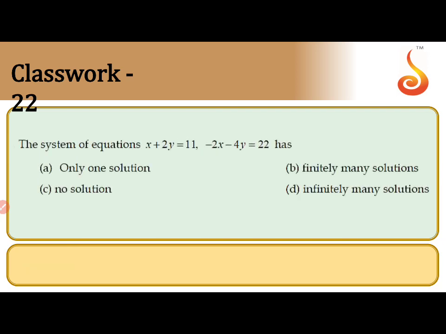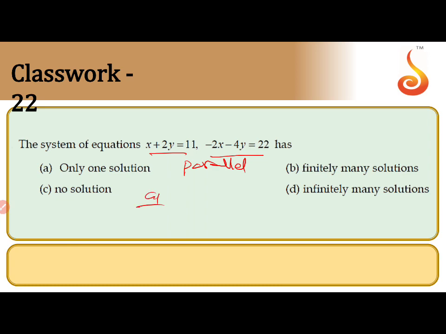The system of equations has how many solutions? Only one solution, infinitely many solutions, no solution, or finitely many solutions. The options are given. So observe the two lines. This is two-dimensional. If the lines are parallel, they are not intersecting. So how to say parallel? The lines are parallel lines. In parallel planes also, no solution will come here. So whether lines are parallel or not, you can check it here.